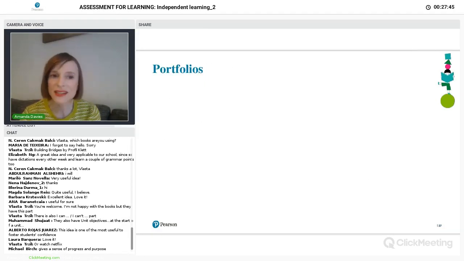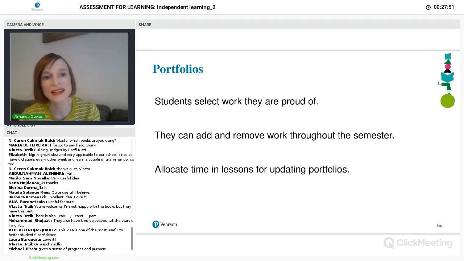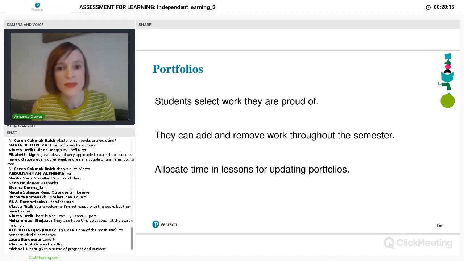Something that often goes hand in hand with learning diaries is portfolios. A portfolio is basically a folder where students can collect and store the work they are most proud of. And it should be the students who are choosing, but again, sometimes as teachers, we need to make suggestions and prompt them in the right direction. So students select the work they're proud of, they put it in their folder. It doesn't have to be a fancy folder, it can be an A3 piece of paper folded in half, it can be one of those plastic sleeves.